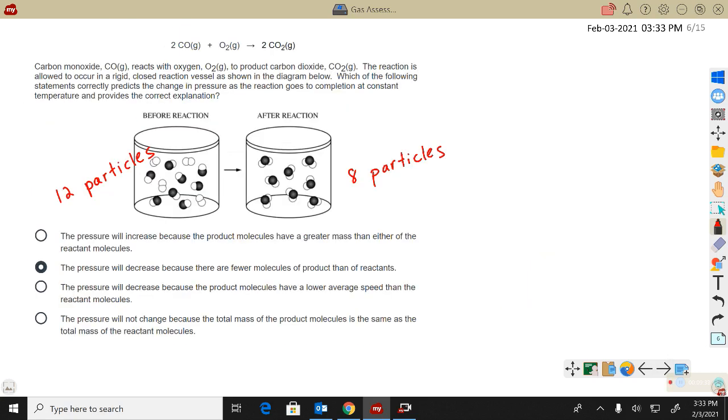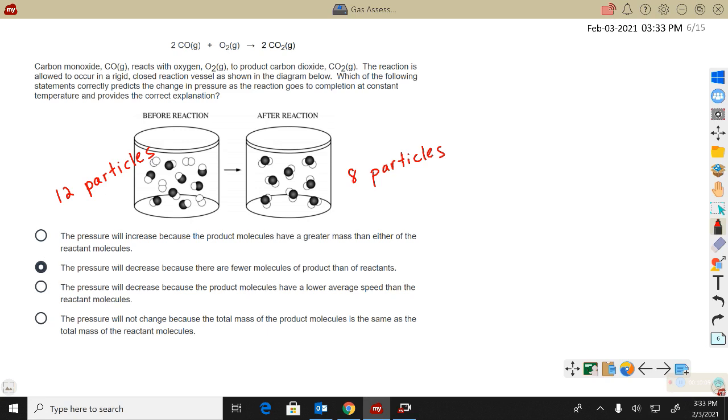Kind of similar was this one. And again, you may not have had all of these questions, but there are some other great practice questions for you. I've got carbon monoxide and oxygen producing carbon dioxide. The reaction is allowed to occur in a rigid, closed reaction vessel. Which of the following statements correctly predicts the change in pressure as this reaction goes to completion at constant temperature?